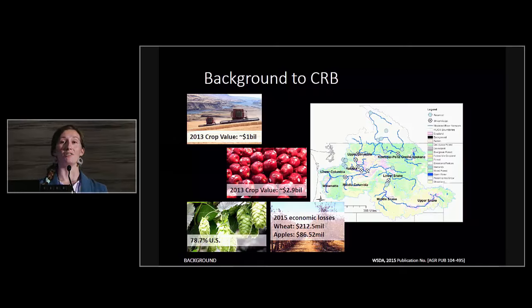Though we have not had the drought that California has had, 2015 was a severe drought year for Washington, and because of that we saw pretty significant economic losses in crop production, which you can see for apples and wheat right here.